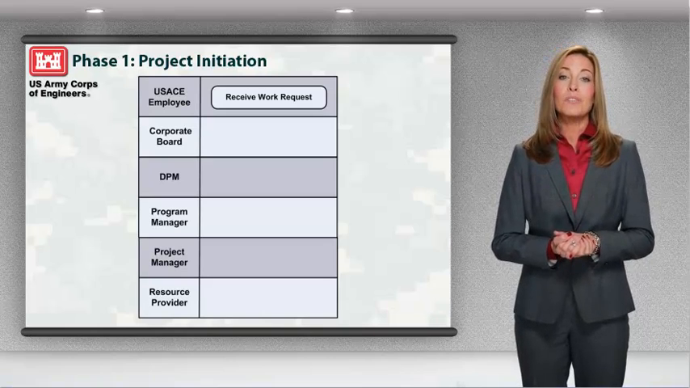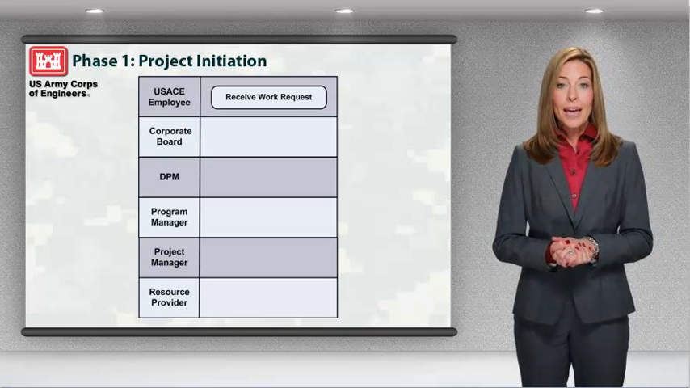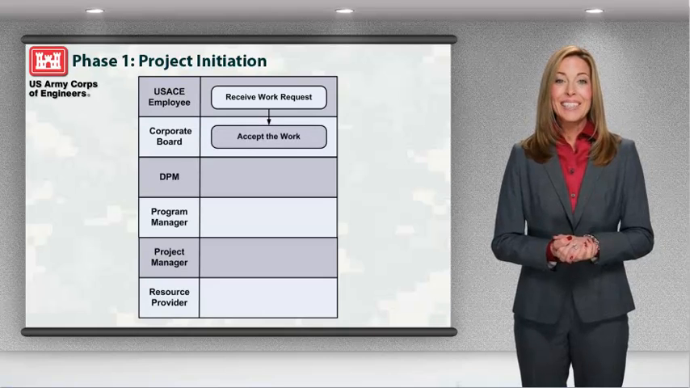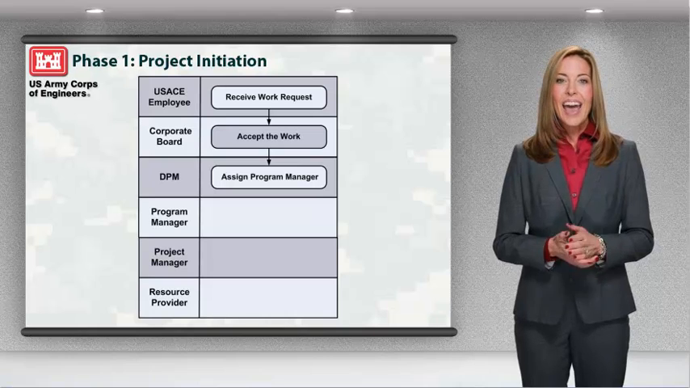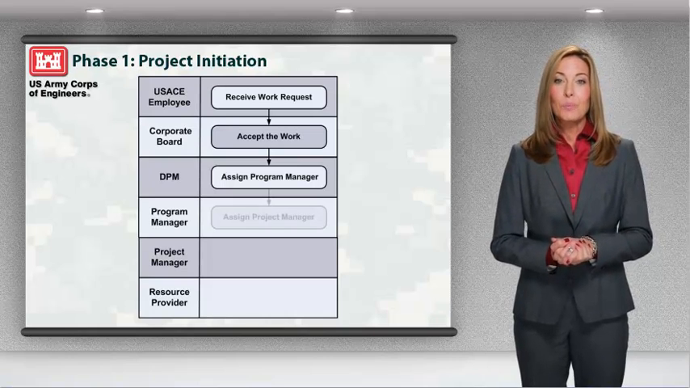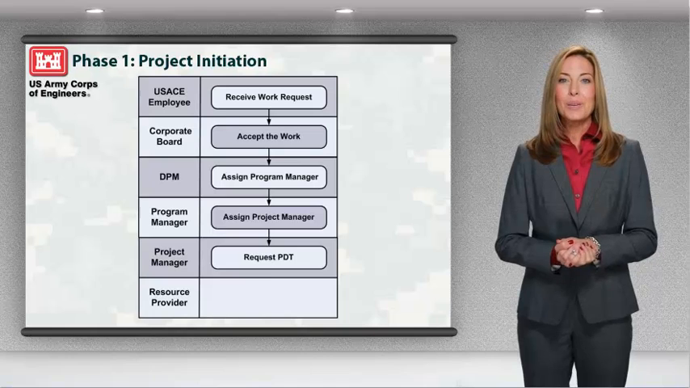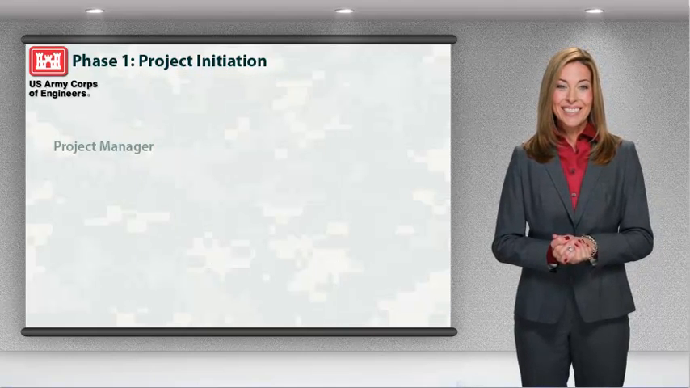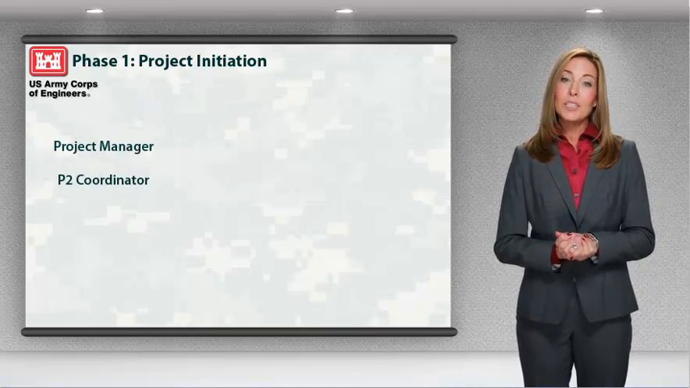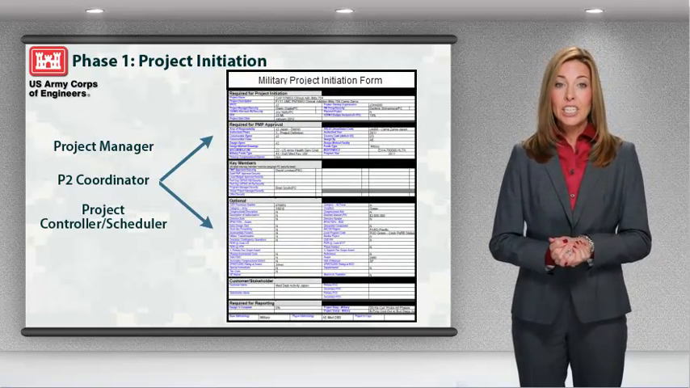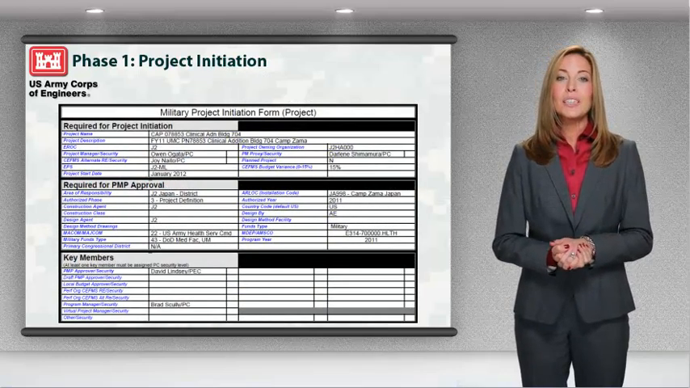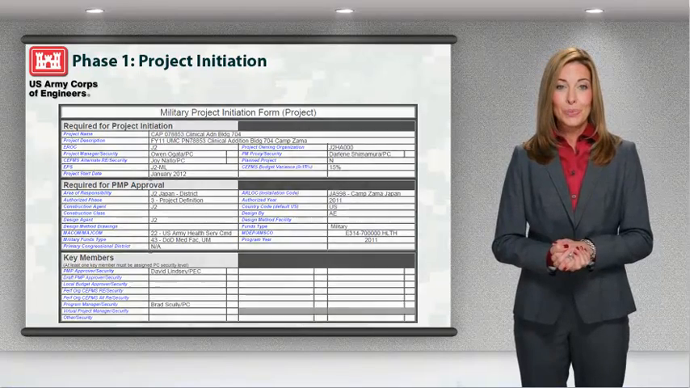Once the work request has been received, the CFUMS representative notifies the Deputy for Programs and Project Management, or DPM. The DPM accepts the work and assigns it to the appropriate program manager. After the project has been accepted, the project manager, or PM, and the PDT will be assigned. The PM, along with the local P2 coordinator or a project controller scheduler, will prepare the project initiation form, or PIF, which is used to document the information needed to initiate and classify a project in P2.